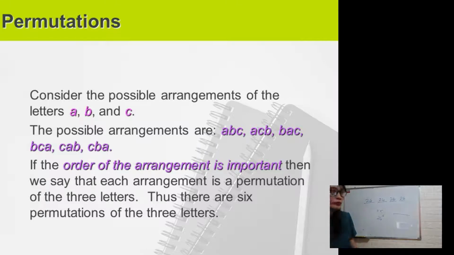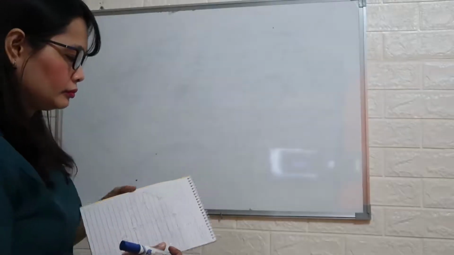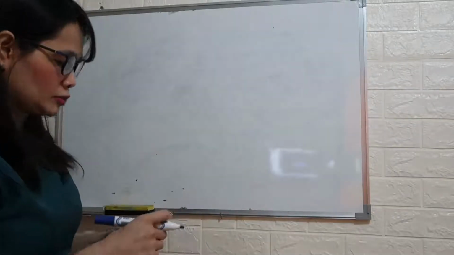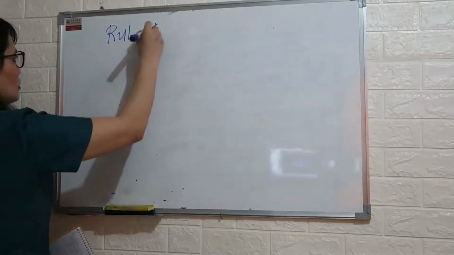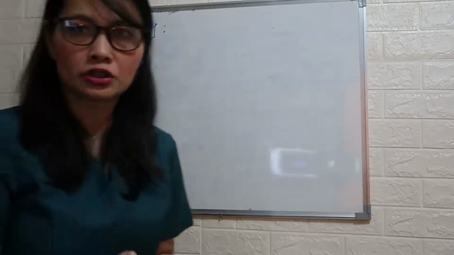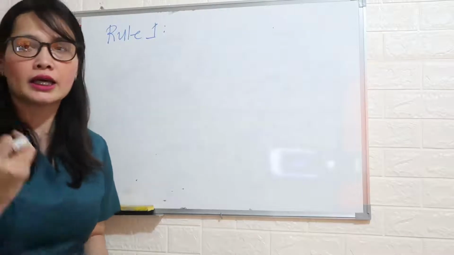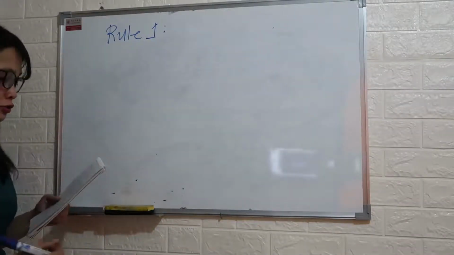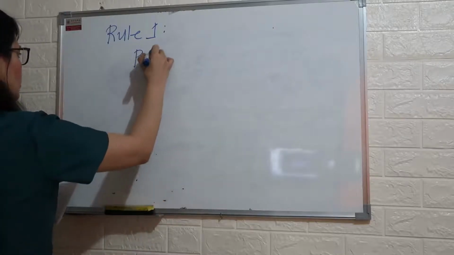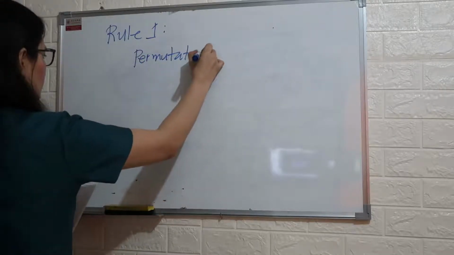So, let's proceed now. We will be discussing permutation. Let's proceed to the first rule of permutation. Rule number 1, under permutation. Again, when we say permutation, the order of arrangement is important. Let's start with the first rule. Can you see my whiteboard?